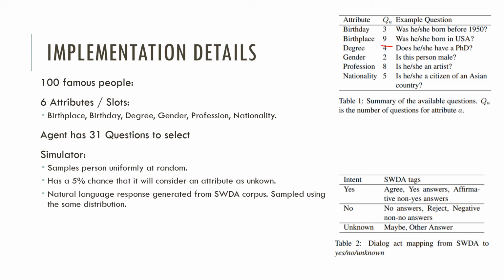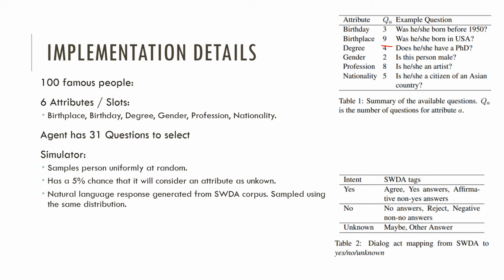In order to train the agent quickly, a simulator is used to simulate what a human may input into the spoken dialogue system. So the simulator works as follows. First, it samples one of the famous people randomly. And then for each of the 6 attributes, there's a 5% chance that the simulator will mark that attribute as unknown as opposed to the correct value.